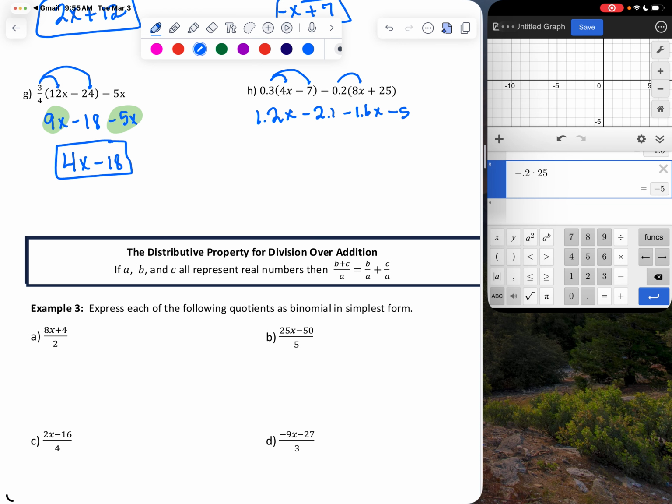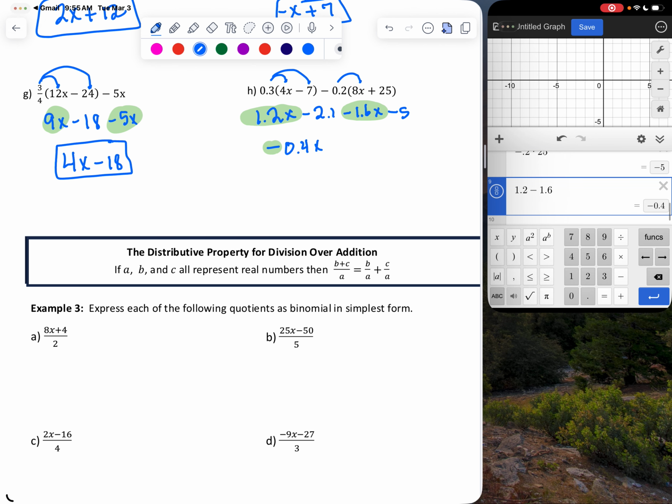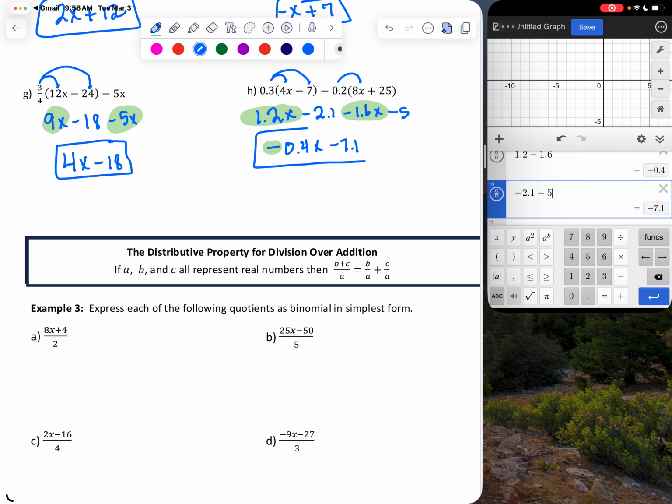Now, combining like terms, we have 1.2x minus 1.6x. So 1.2 minus 1.6 gives me negative, whoops, I need my pen, -0.4x. And then we have -2.1 minus 5. So -7.1. So don't be intimidated if you have fractions or decimals attached to your parentheses. You can just use your calculator to double check your work.